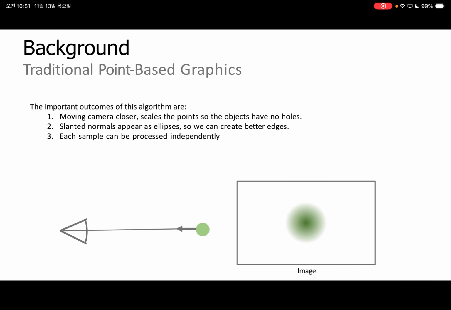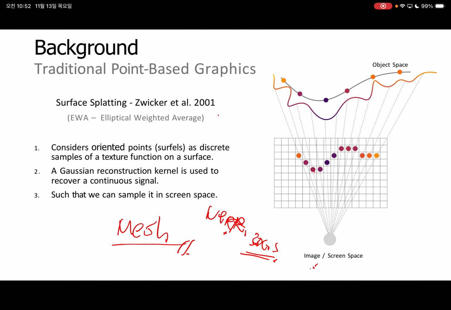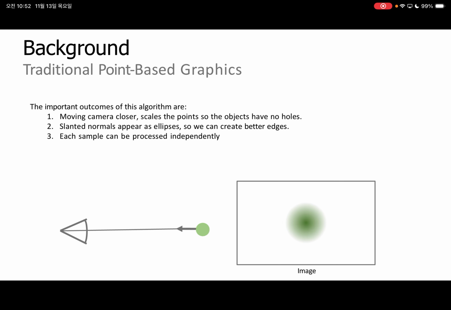From this one, we can know that if we have a surface in this 3D space, and then we can project it to screen space, that means moving the camera closer scales the point so that the object has no holes. I mean, point-based rendering, a point cloud is always sparse, right? So there can be holes in rendered images, but this kind of EWA makes the projected point bigger when the camera becomes closer, so that there is no hole in the rendered image.